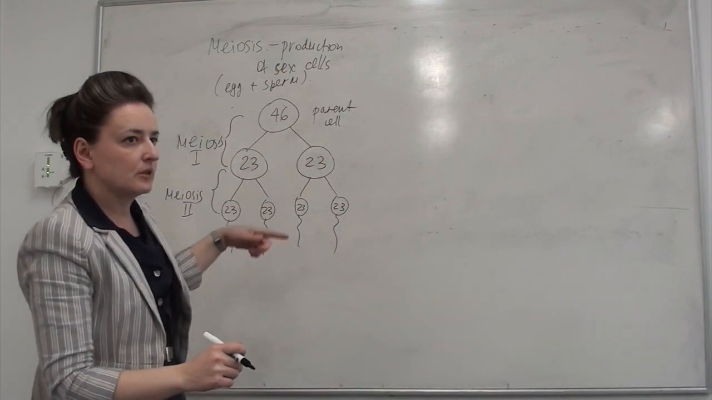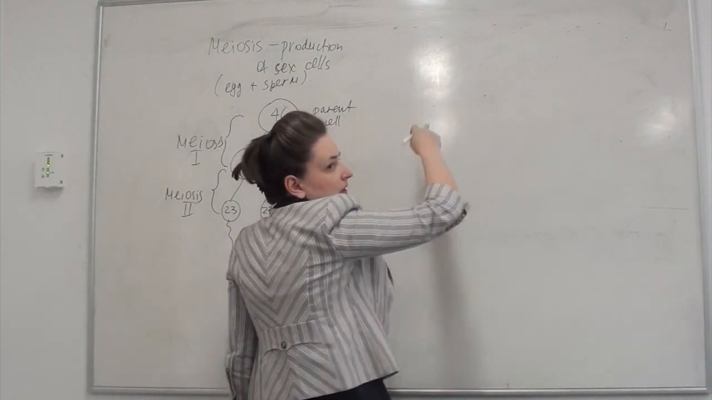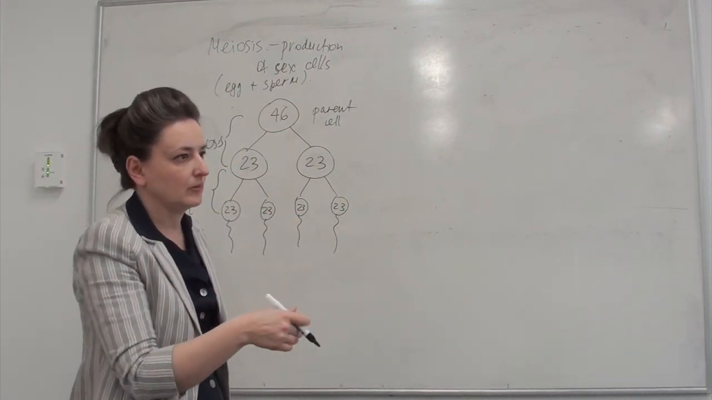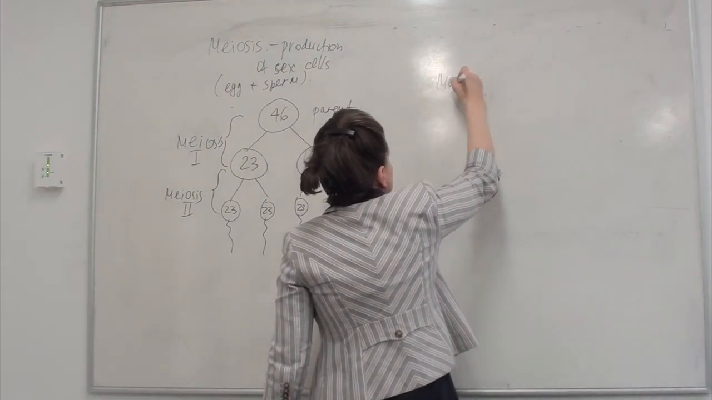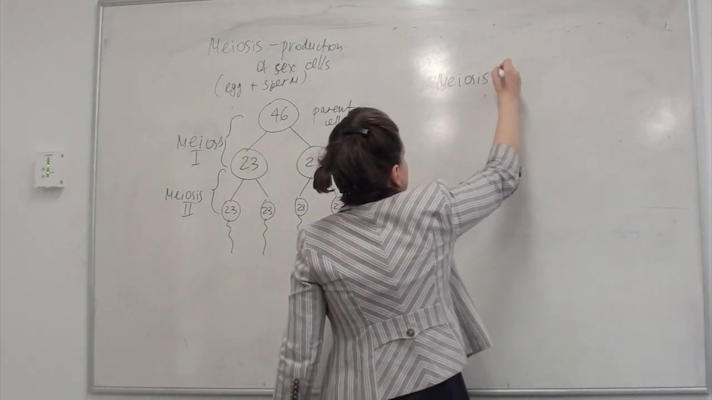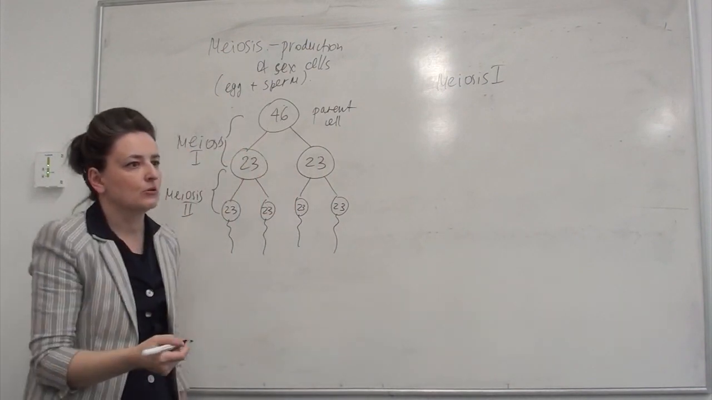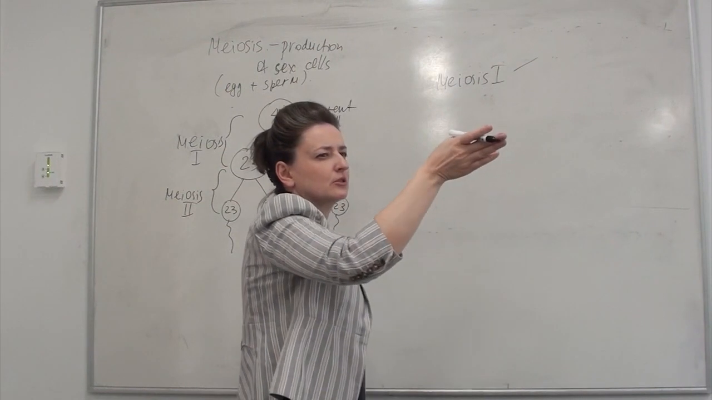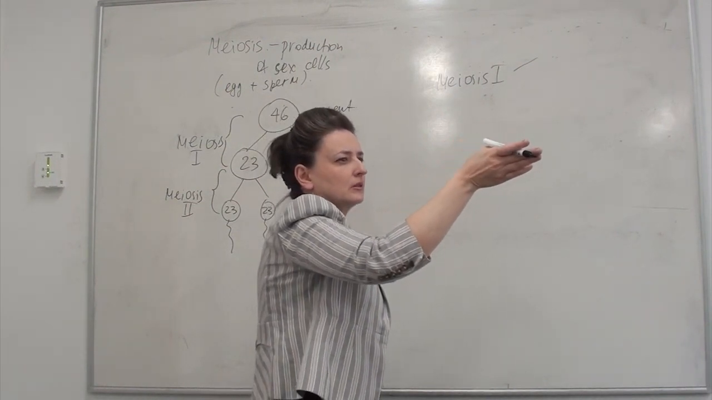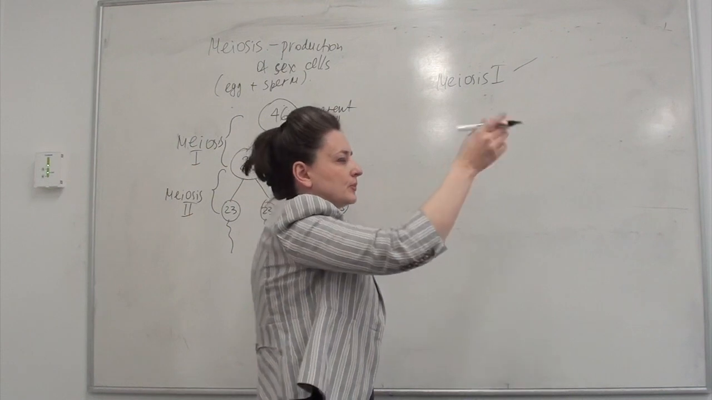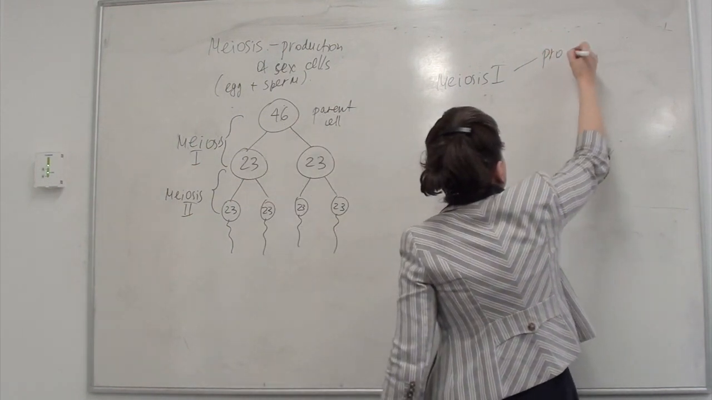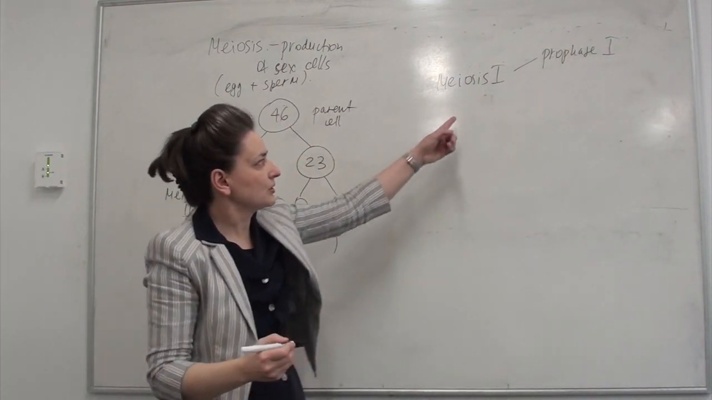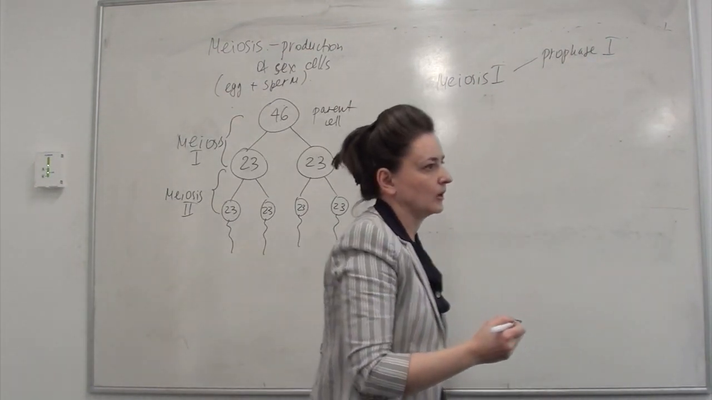So each of those divisions again has stages, and the names of the stages are the same as we had in mitosis. So in meiosis 1, in this first division, and usually we use Roman numerals, you will also have, what's the first stage normally called? Can you remember? Prophase. And then to identify that it's part of the first division, you just add Roman numeral 1 at the end of it.